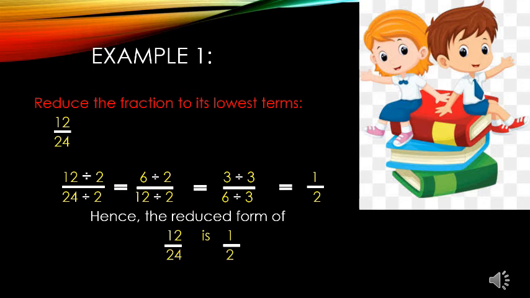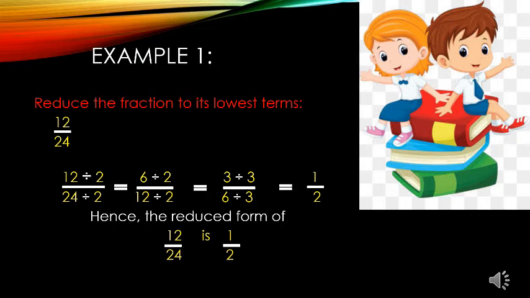Here is an example to reduce the fraction to its lowest term. The fraction that we have is 12 by 24. So, we must think of a number that divides 12 and 24 both. So, the number that divides 12 and 24 is 2. Therefore, we need to divide 12 and 24 by 2. On dividing them, we obtain the fraction 6 by 12.